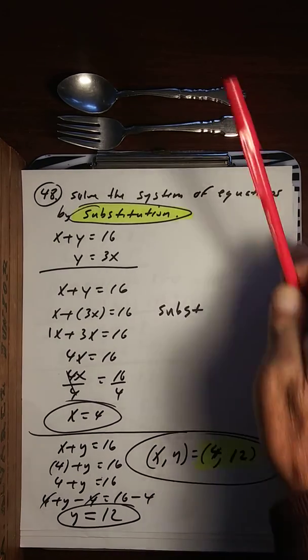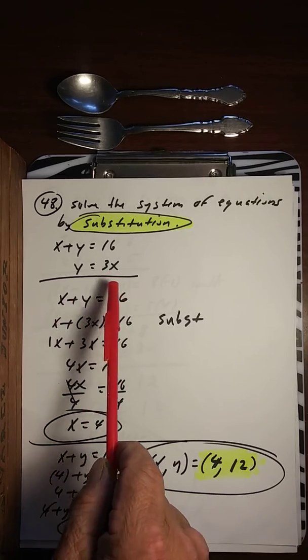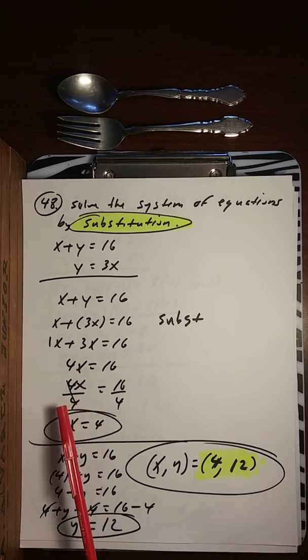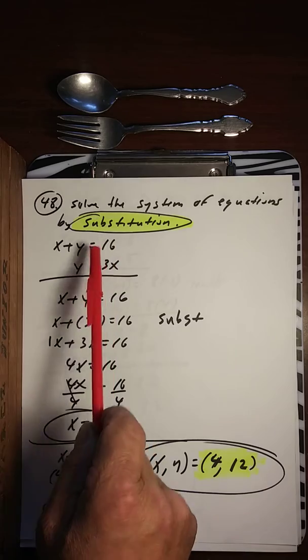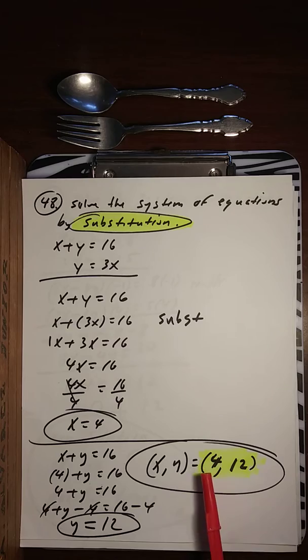Solve the system by substitution. Well, I know y is 3x, so for x plus y, I'm going to put 3x in for the y. So that's 1x plus 3x is 4x equals 16. Divide by 4, so x is 4. Now I know x plus y is 16, and x is that, so 4 plus y, minus 4 from both sides, so y must be what? 12. So 4 and 12 is the solution.